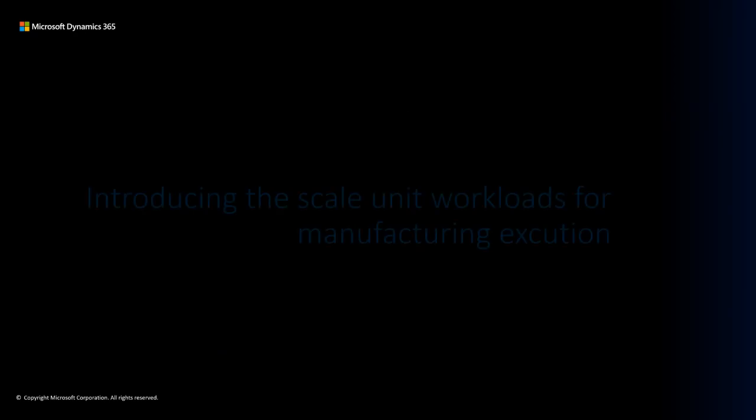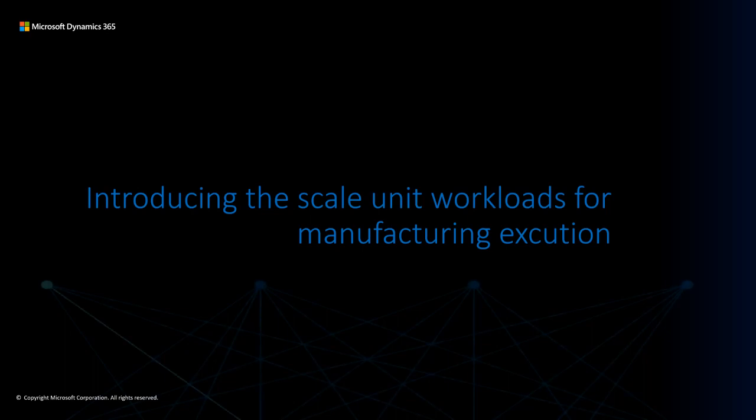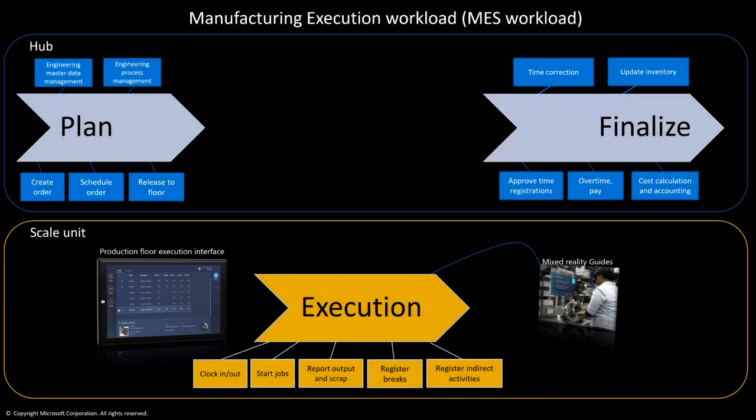Okay, so that covers our licensing. Now I'd like to get into further details around the workloads and what's available as of today within this framework. From a manufacturing execution workload perspective, we can break down our activities into three main buckets, as you can see here: the planning phase, execution phase, and finalization stage.